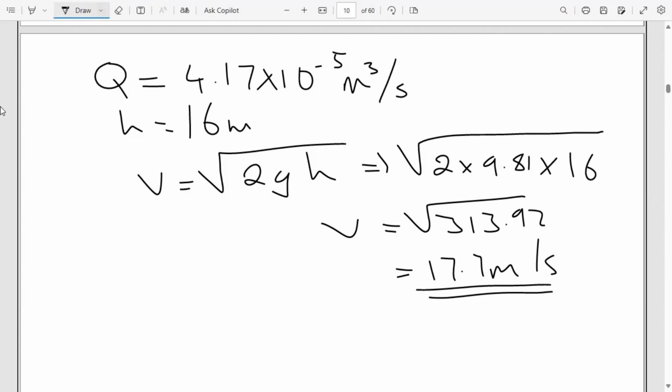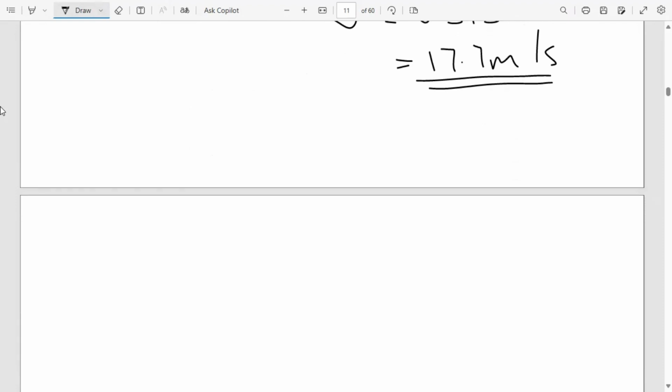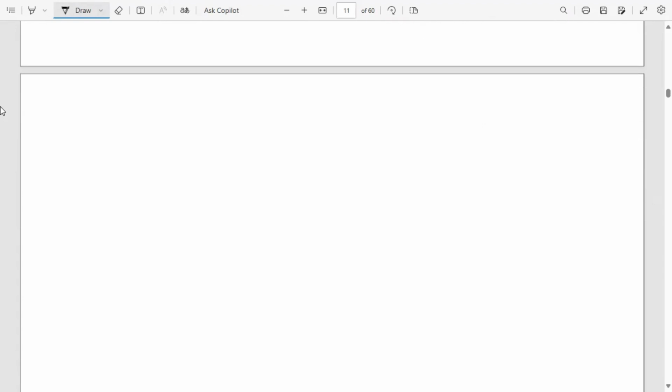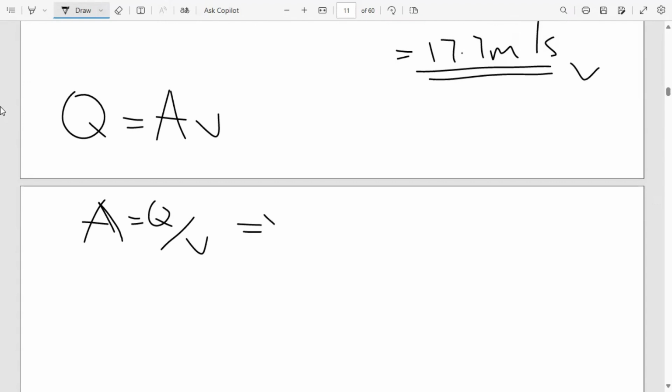And part 2 is saying we should calculate the diameter of the hose. On this one, we're also going to use the principle of continuity, which says Q is equal to area multiplied by the velocity of flow. Since we're trying to find the diameter, the area is equal to Q over the velocity. From calculating the velocity there, we can just plug it in. We already have the flow rate that we converted.